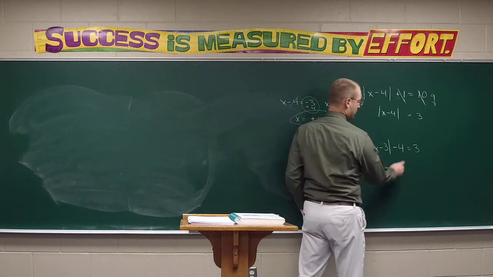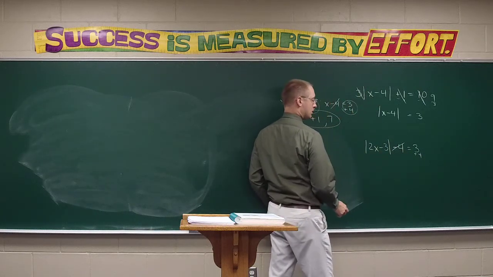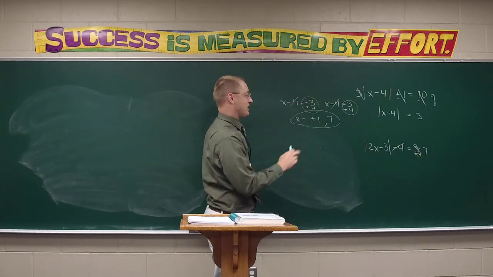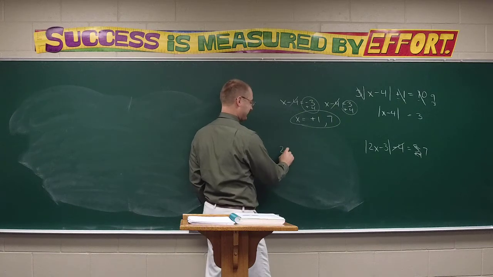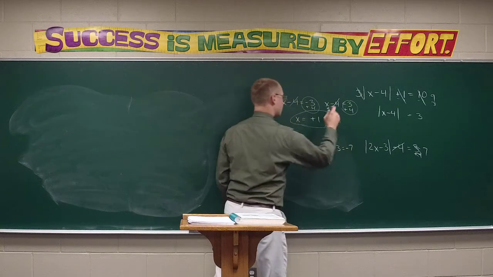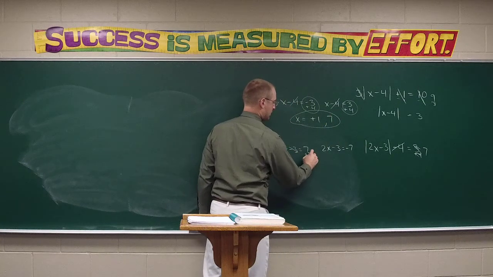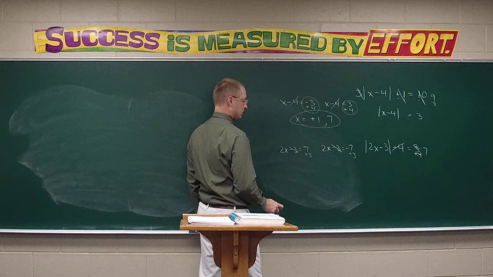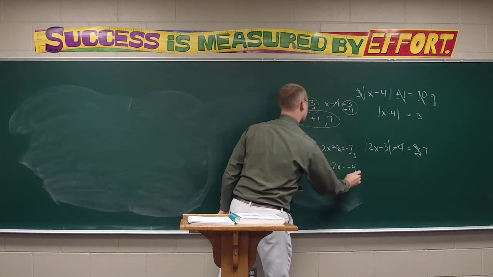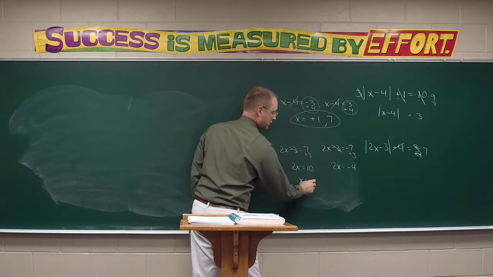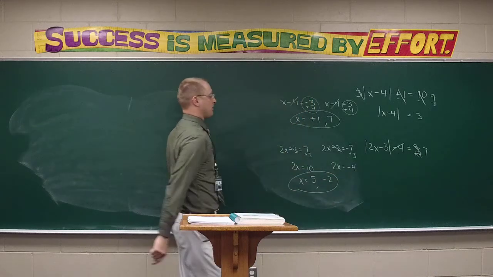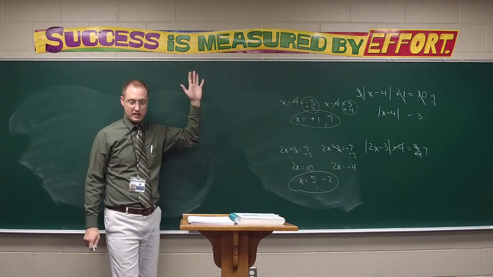You add 4 to both sides, and you get the absolute value of 2x minus 3 equals 7, so that gives me 2x minus 3 equals 7, and 2x minus 3 equals negative 7. And then you add 3 to both sides. You get 2x equals 10, and 2x equals negative 4. So you divide by 2, you get 5, and negative 2. And there we go. How many got 5 and negative 2 for your answers on the second?